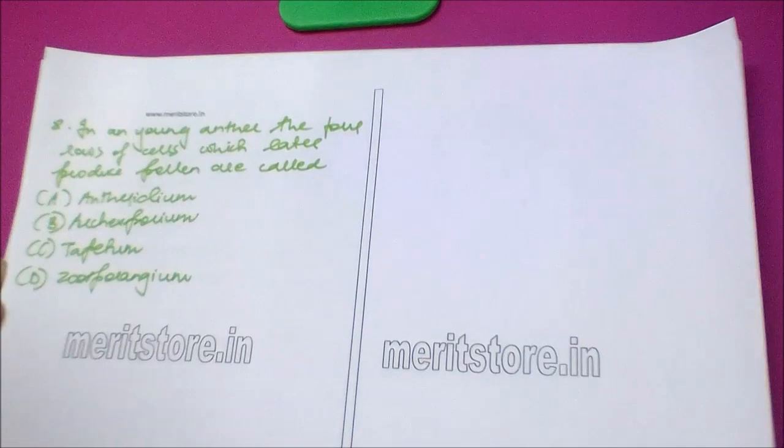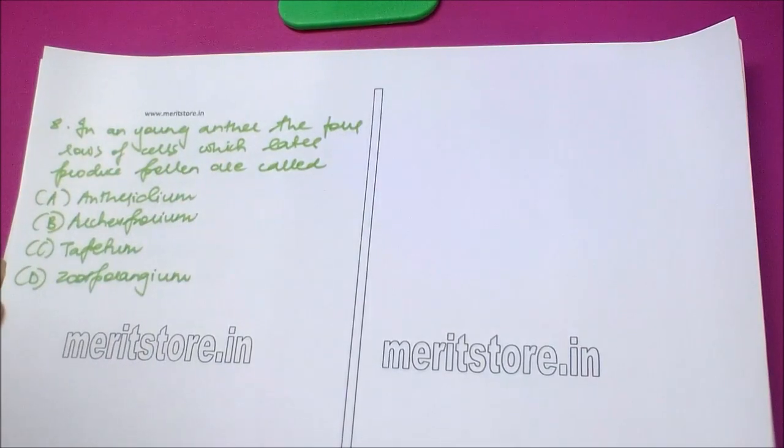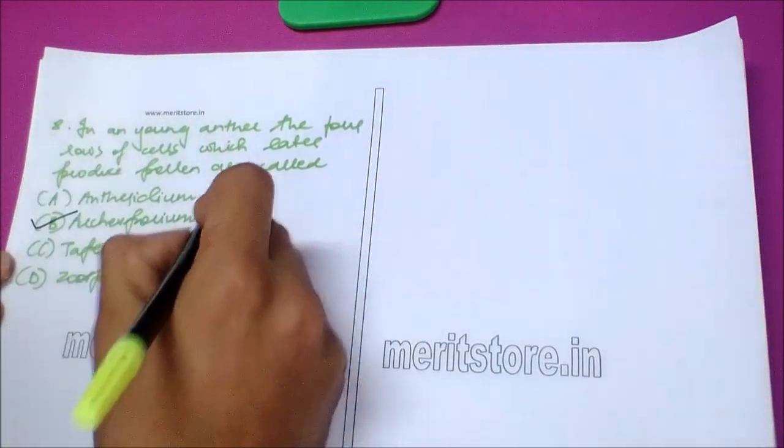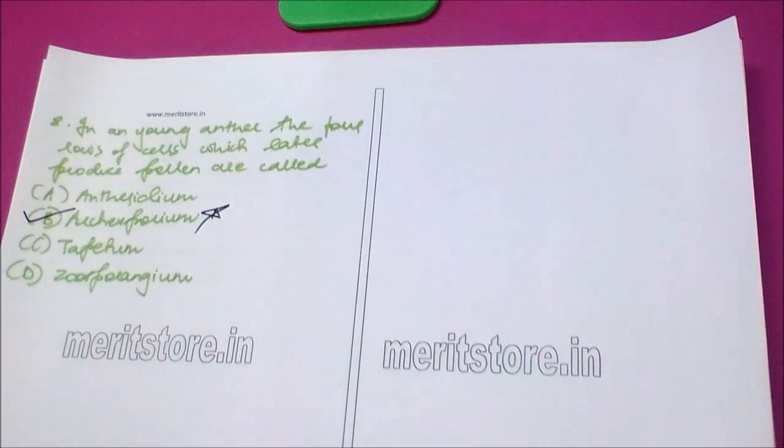Our next question is: in a young anther, the 4 rows of cells which later produce pollens are called option A, antheraceum, option B, archaeosporium, option C, tapetum, and option D, zoosporangium. Our answer to this question is option B, which is archaeosporium, and which is to be remembered.